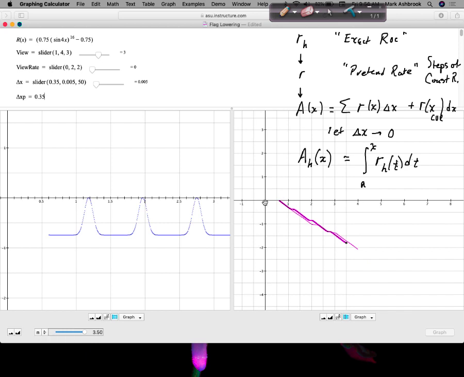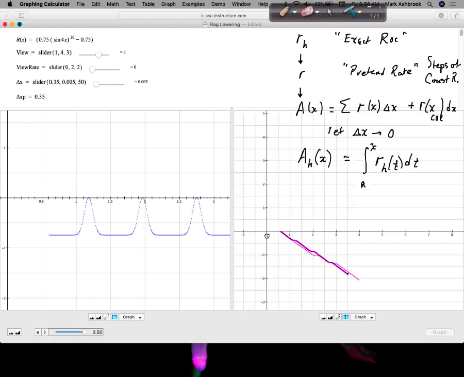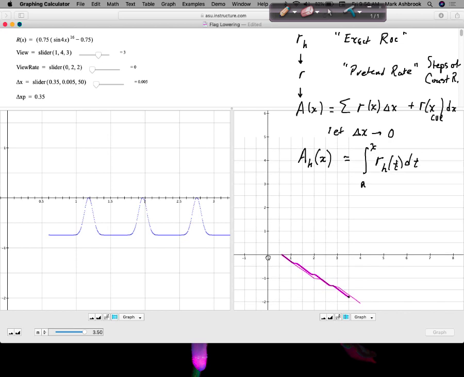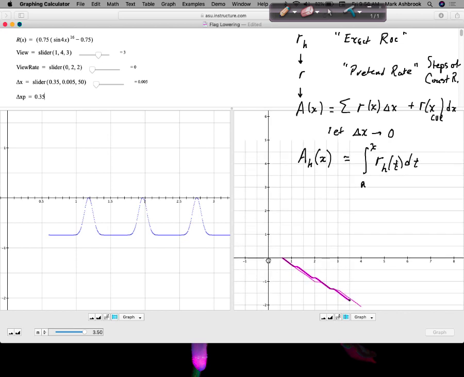Okay, so how do I get the height of the flag function from the net accumulation function?